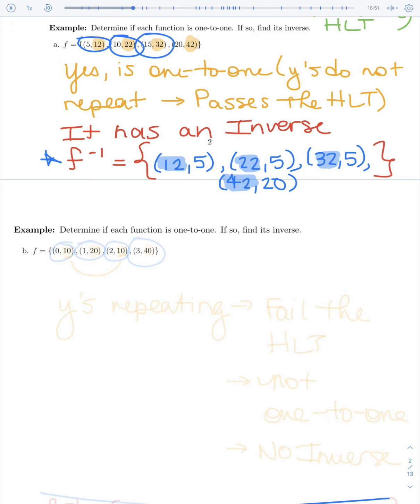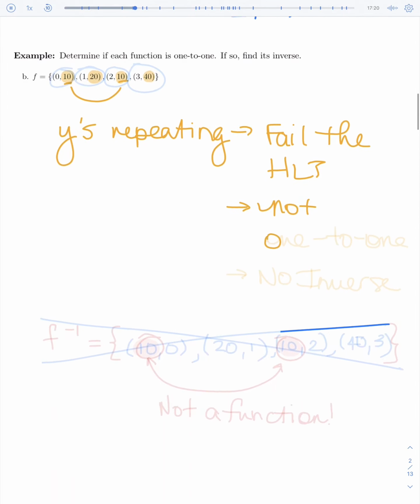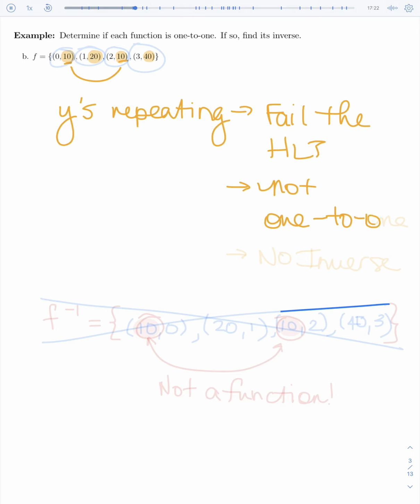Let's take a look at this next example B. In problem B, we're asked if this is one-to-one, so we'd start by looking at the y values to see if it's going to pass the horizontal line test. And what you'd notice pretty quickly is that we have two y values that are repeating. So the y's are repeating, which means you're going to fail the horizontal line test, which means that this is not one-to-one, which means there is going to be no inverse.